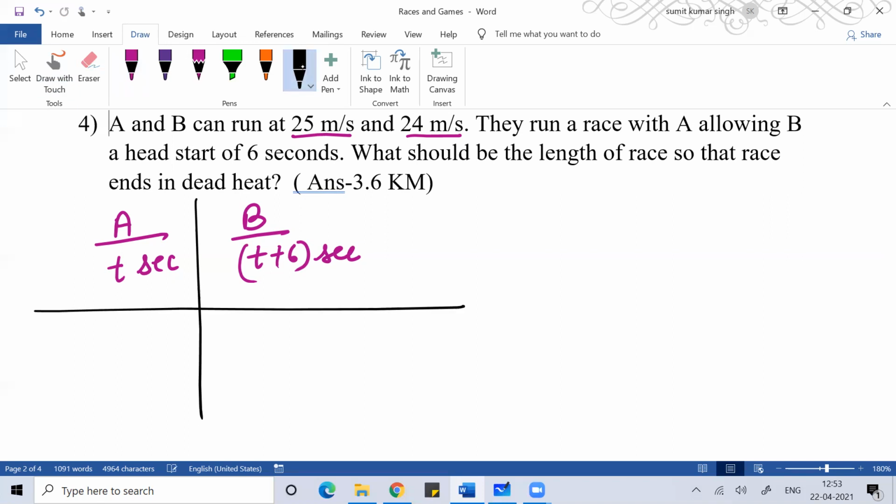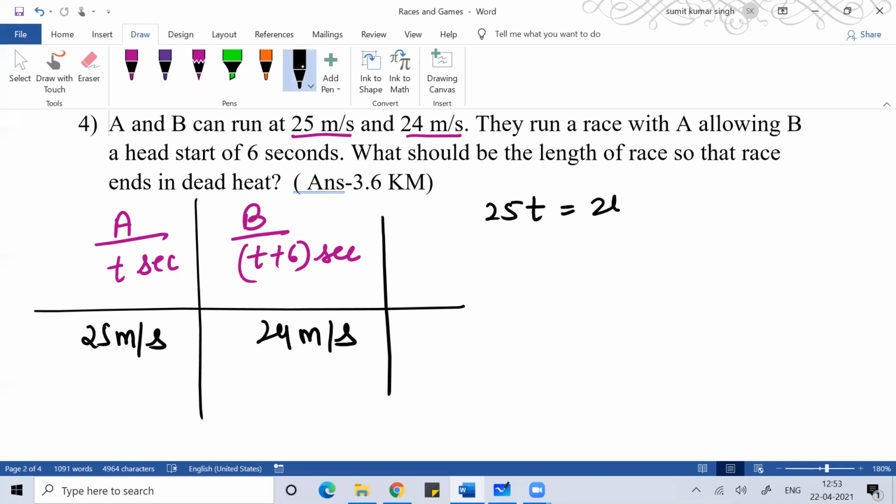Dead heat means both should reach the finishing line at the same time. Here A is running at 25 meter per second while B is running at 24 meter per second, and both are going to cover the same distance. So you can say distance equals speed into time: 25t is equal to 24 into t plus 6.